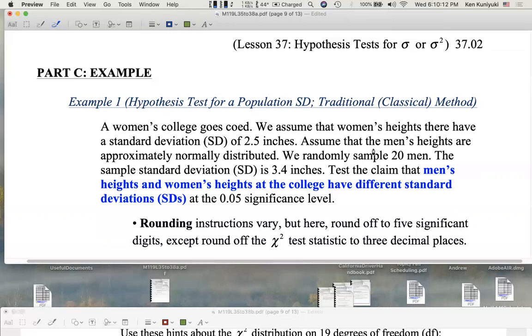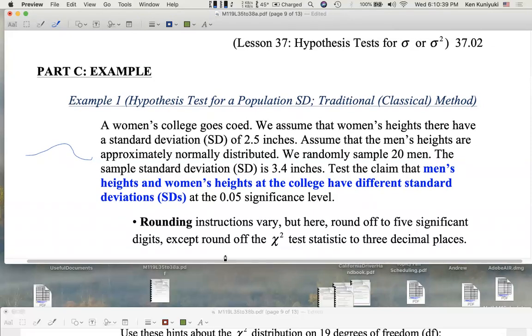Okay, so assume that the men's heights are approximately normally distributed. So we'll at least make that assumption. And remember, we needed that assumption in order to even apply the methods of this lesson. And not to say that it's totally okay for you to assume something just so that you have the right to use a certain procedure. But let's assume that genuinely, yeah, men's heights are about normally distributed. We randomly sample 20 men.